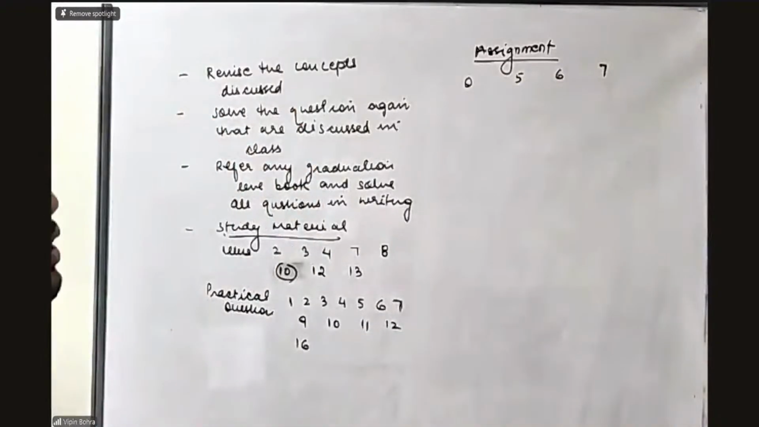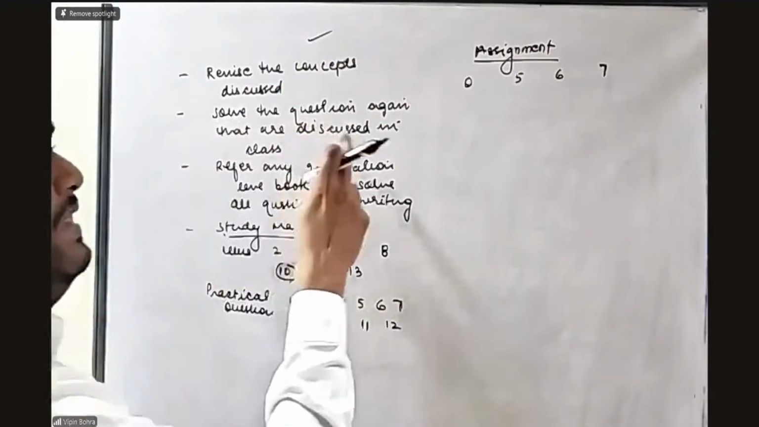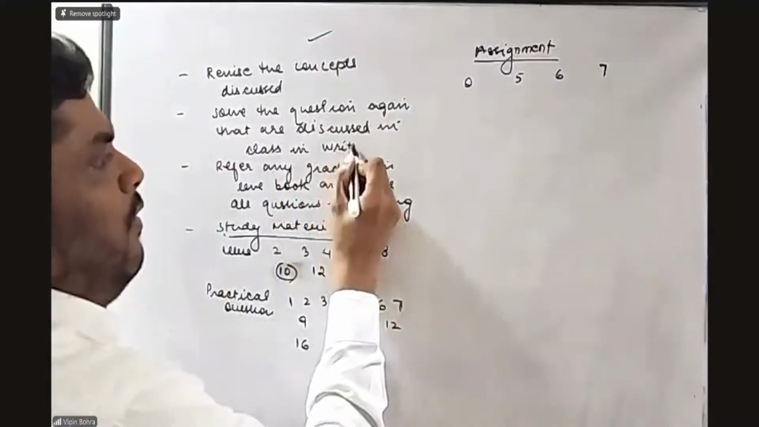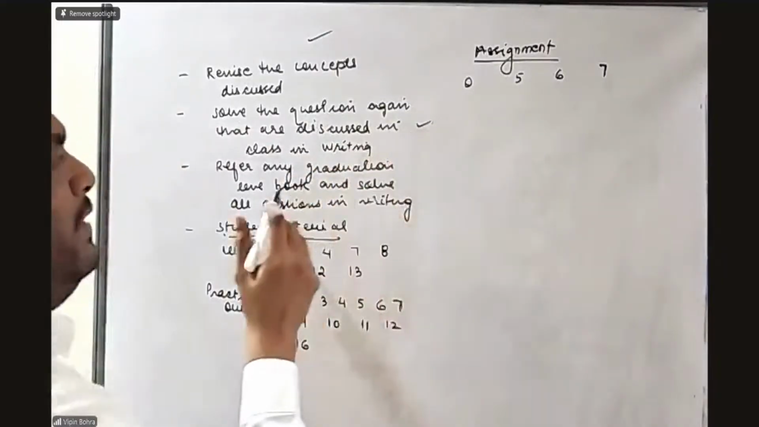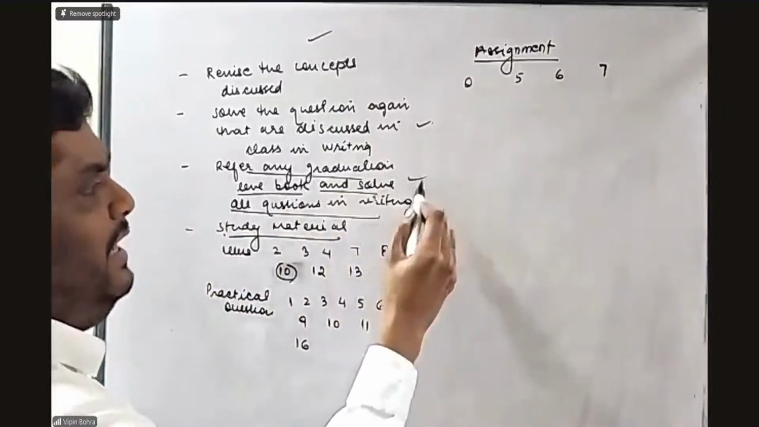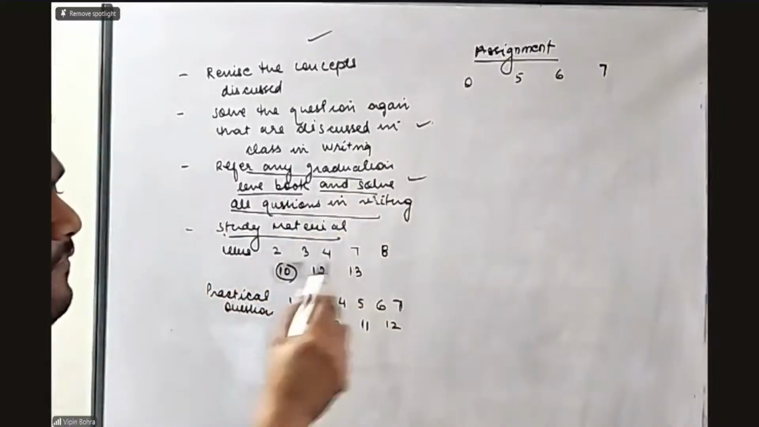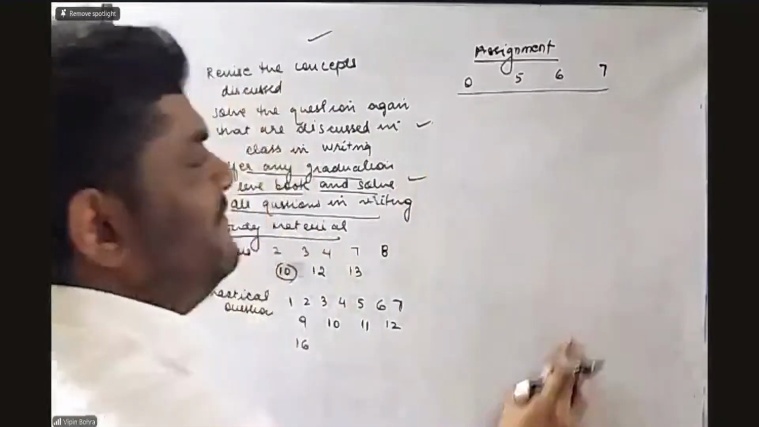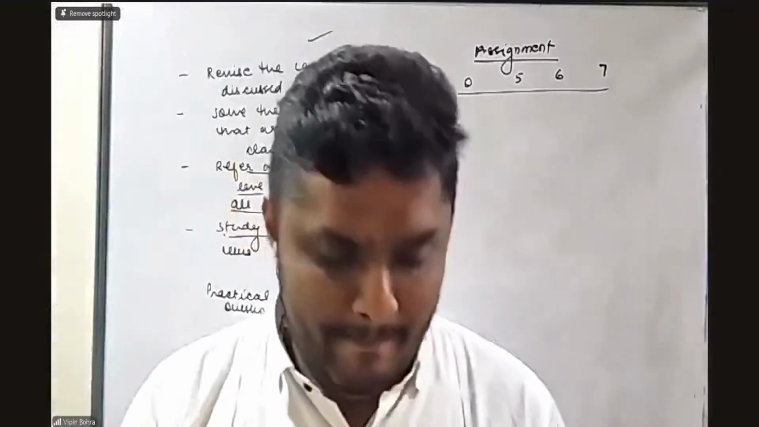So this is the order you have to follow. Revise the concepts as discussed. Solve again in writing the questions that are discussed in class. Thereafter, refer to any graduation level book and solve all the questions in writing. Thereafter, study material first, illustration, then practical problem, and then question number 5, 6, 7 from my assignment.